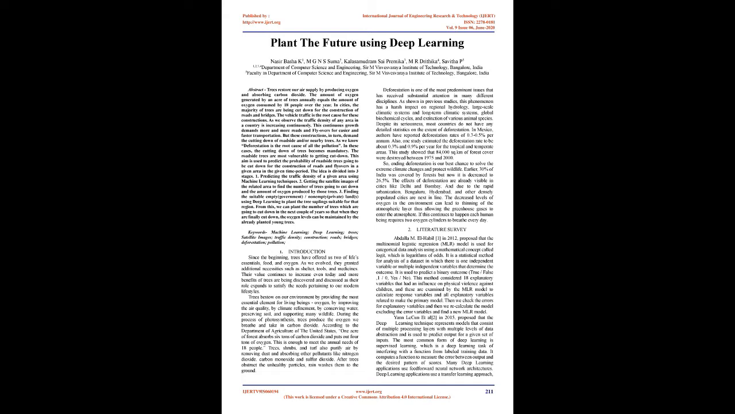This aim is used to predict the probability of roadside trees going to be cut down for the construction of roads and flyovers in a given area in the given time period. The idea is divided into 3 stages. 1. Predicting the traffic density of a given area using machine learning techniques.